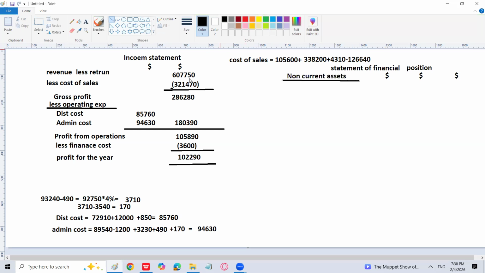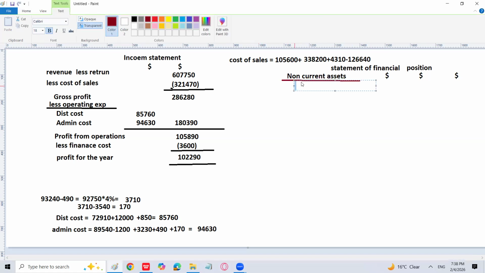Now let's do the next part. So non-current assets, if we just see, we have two non-current assets. One is going to be the motor vehicle, and the value of motor vehicle is already given. That was 74,000, but I will write directly 62,000, because it is given already.